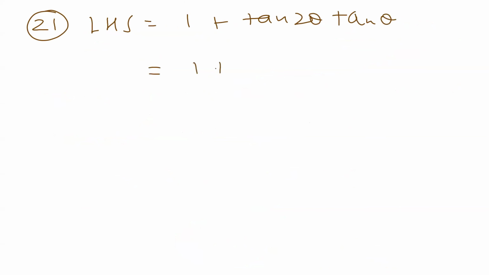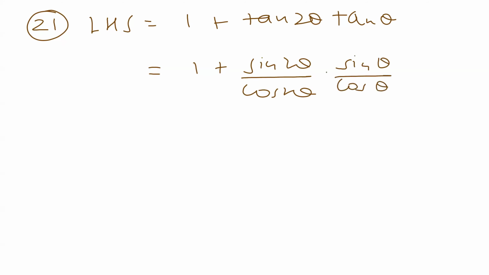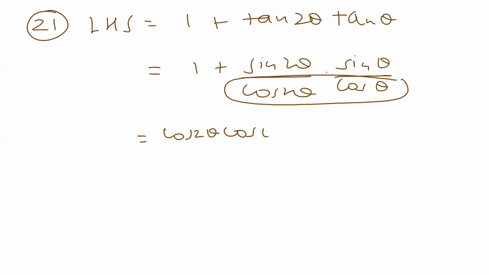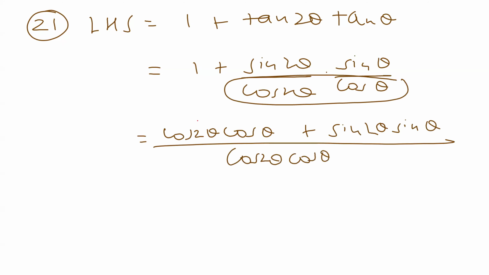So 1 plus sin 2 theta upon cos 2 theta times sin theta upon cos theta. Take LCM: cos theta cos 2 theta plus sin 2 theta sin theta upon cos 2 theta cos theta. So this is A, this is B, this is A, and this is B. So this is equal to cos A cos B plus sin A sin B, that is cos of A minus B.